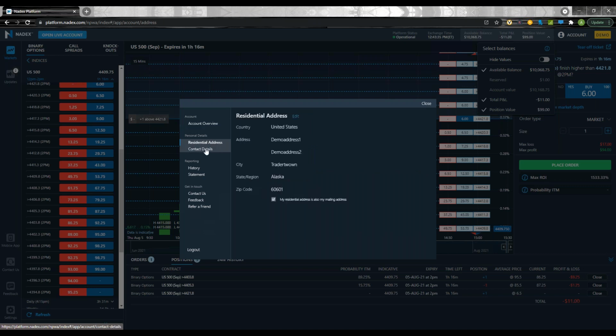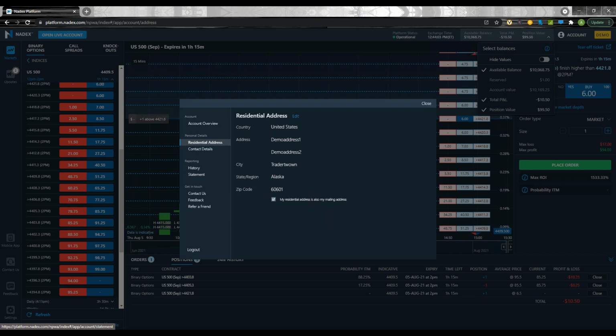Moving on down, we have our residential address and our contact details. This is all going to be fake stuff because this is a demo account. I obviously don't live in Trader Town, Alaska. If this is your live account, please keep this up to date, because whenever we do send you stuff like tax information or anything physical that we need to send you, which isn't very often, but when we do, we send it to the details that you have on file here.